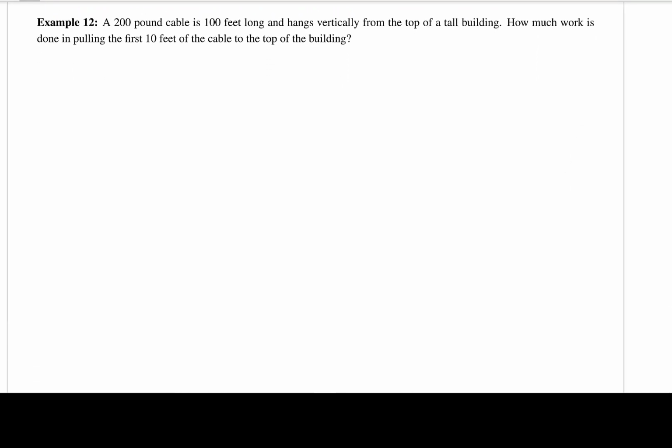Now for our final example, example 12, we're going to have a 200-pound cable that is 100 feet long, and it's going to be hanging vertically from the top of a tall building, right? Meaning that this building's at least 100 feet tall. So what we need to do, since we know we're going to be calculating work, is we need to figure out our weight per unit. So if I do my weight divided by my length, this will tell me that my weight per unit is 2 pounds per foot.